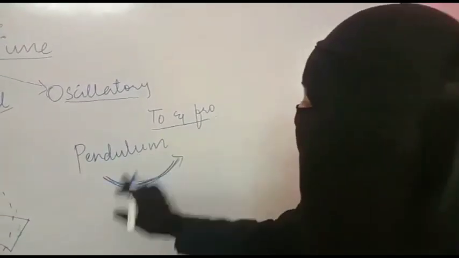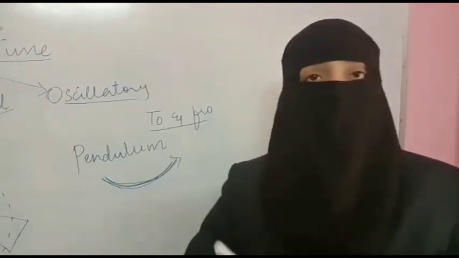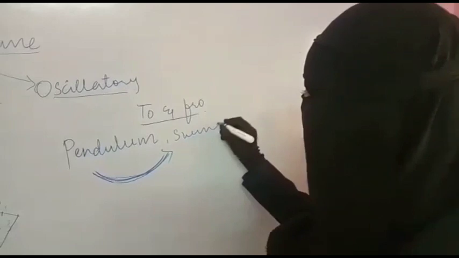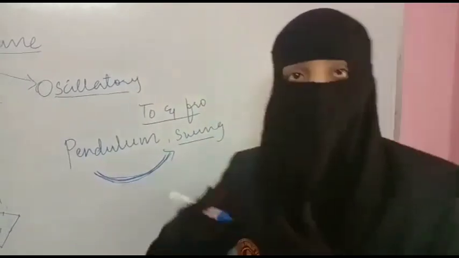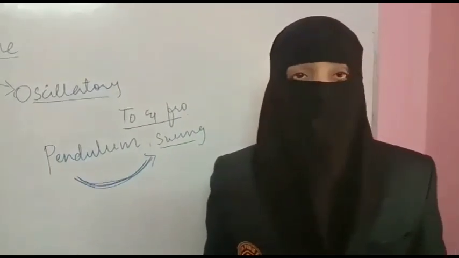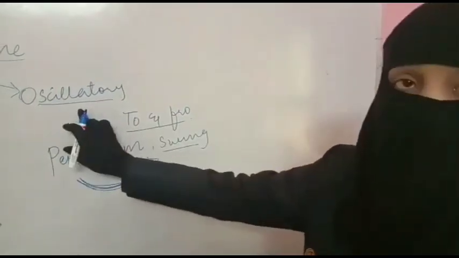Now I said about side to side. Now forward and backward. One more example is a swing. A girl on the swing, okay, the swing will be moving forward and backward. Not only that, even a cradle also moves forward and backward. That is what? Oscillatory motion.